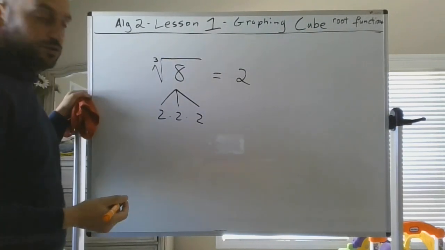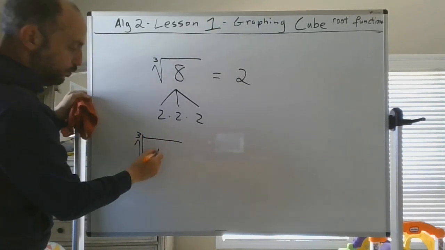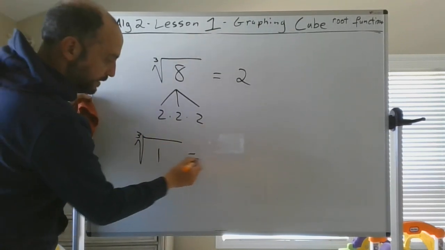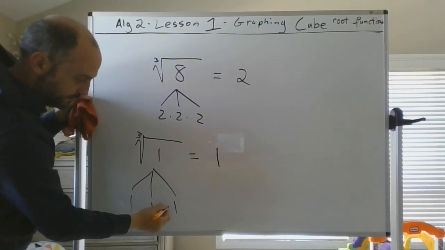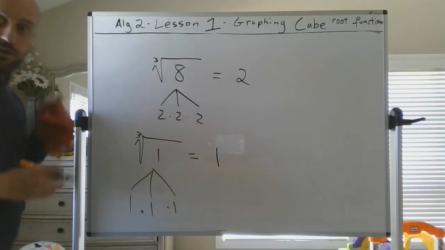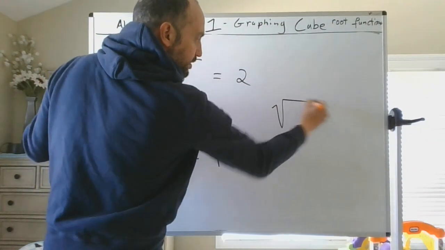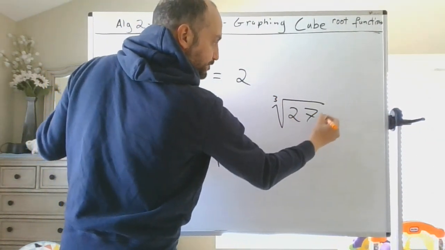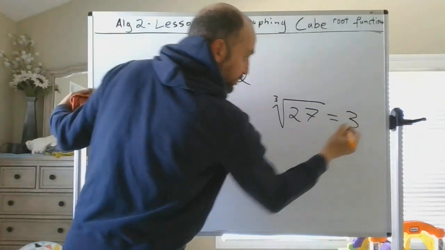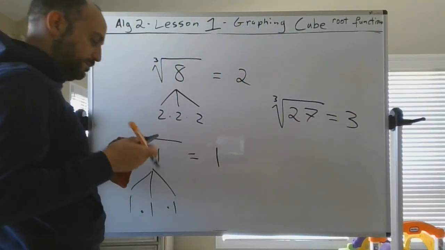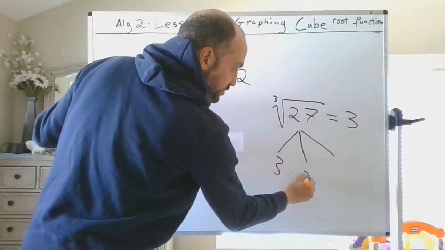So what else has a perfect cube? Let's think about it. Cube root of 1. 1 has a perfect cube, and that would be 1. Because then that would be 1 times 1 times 1. Perfect. What else has a perfect cube? Another common one you'll see is the cube root of 27. And that would be 3. And it would be 3 because we have 3 times 3 times 3.